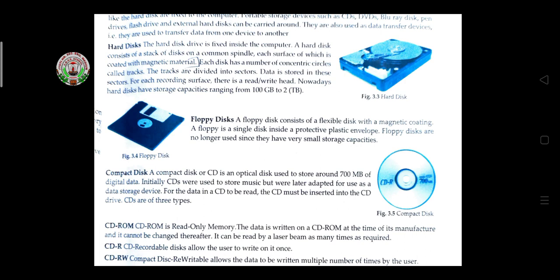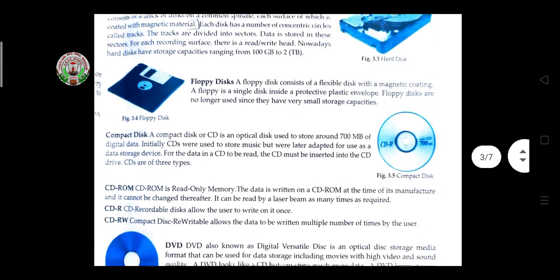A compact disk or CD is an optical disk used to store 700 MB of digital data. Initially CDs were used to store music, but were later adapted for use as a data storage device. For the data in a CD to be read, the CD must be inserted into the CD drive. CDs are of three types. So what is the use of a CD?